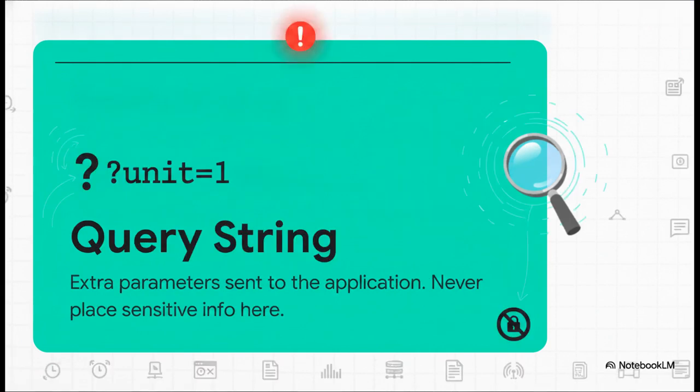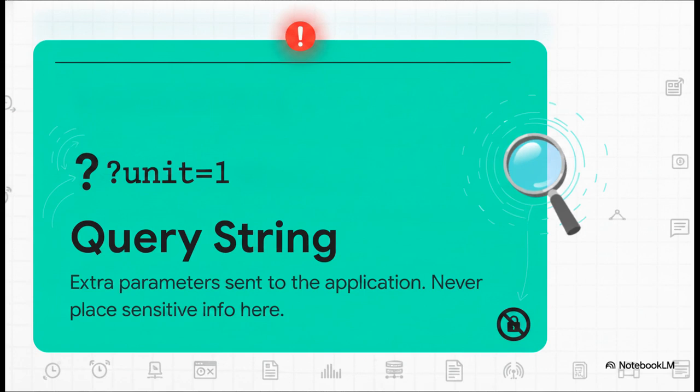Right after that, we often see a question mark, followed by some text. This right here is the query string. In our example, it's ?unit=1. The query string is used to pass extra instructions, search terms, or parameters directly to the web application. But hey, here is a vital cybersecurity warning for you. Never, ever put sensitive information, like passwords or social security numbers, in a query string. Why? Because these web addresses, including the full query string, frequently get saved in your browser history, server logs, and even network monitoring tools.